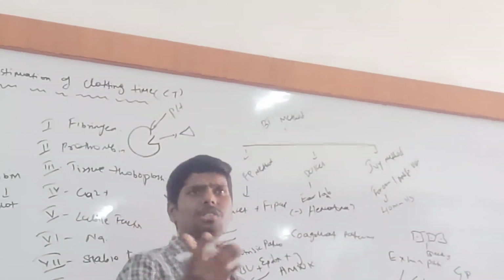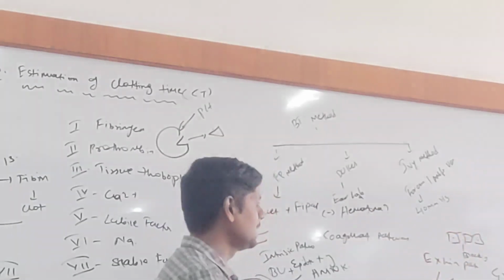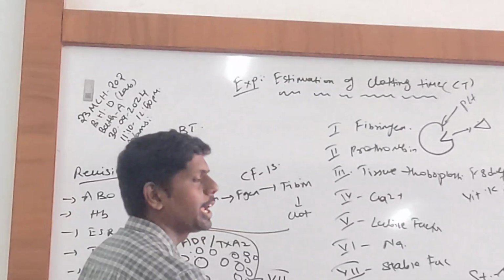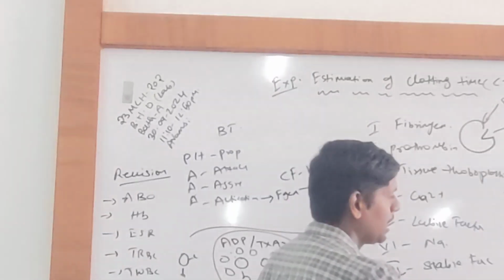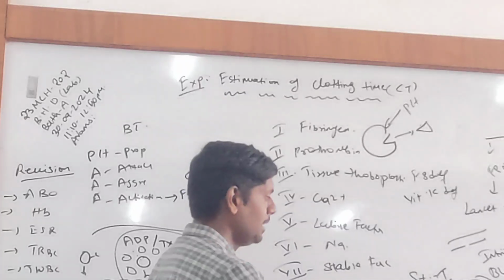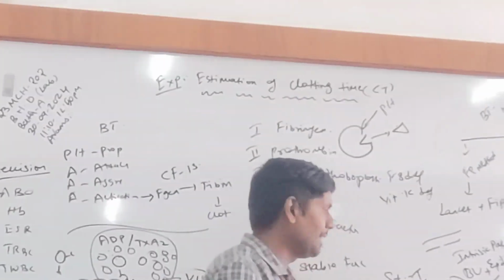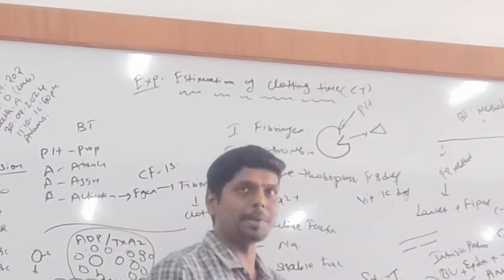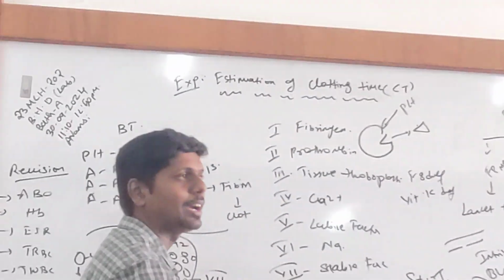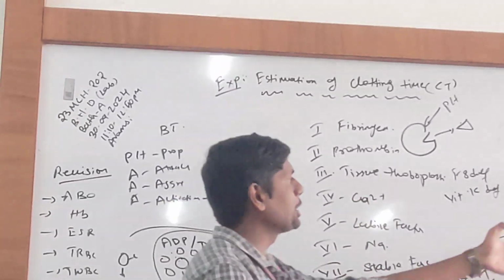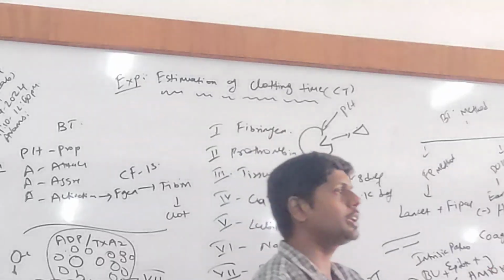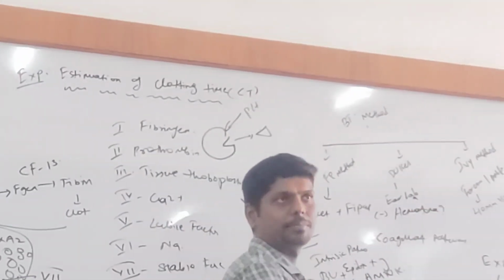If you get confused about these words, 12 was our Hageman factor. Our 11 is our plasma thromboplastin antecedent, present in the plasma of the blood. Then it converted 9 to 9A. Factor 9, what is this? Christmas factor. So these are the factors that are present in the pathways. This is clear. Now there is a shortcut to memorize this pathway.